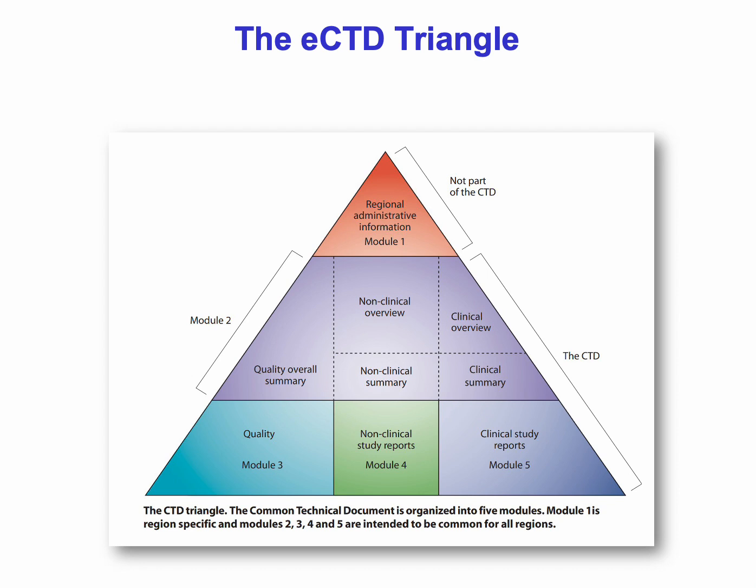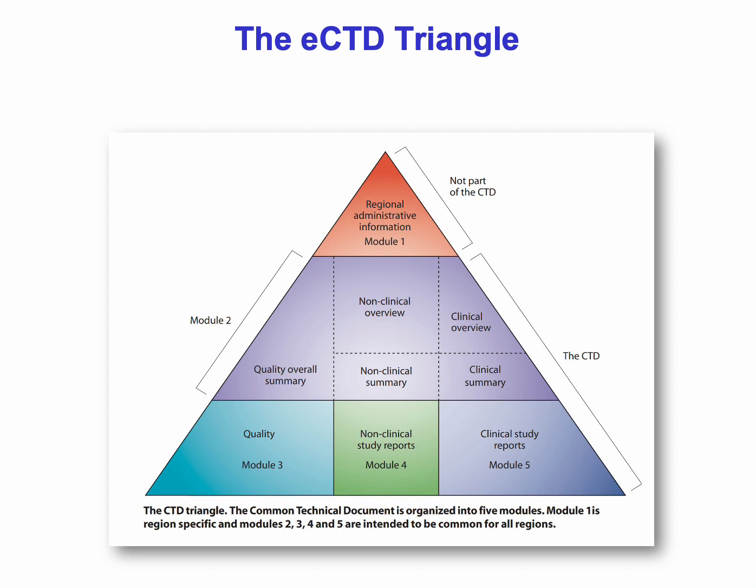So now, here we talk about CTD, which is universal, and this is related to modules 2, 3, 4, and 5. So in this pyramid, what we can see is on the top, module 1, which is known as non-part of the CTD. And then we have module 2, where we add summary reports. These are summaries of the documents that we provide in our submission, and we add the quality module, which is module number 3, the non-clinical study reports in module 4, and the clinical study reports in module 5.